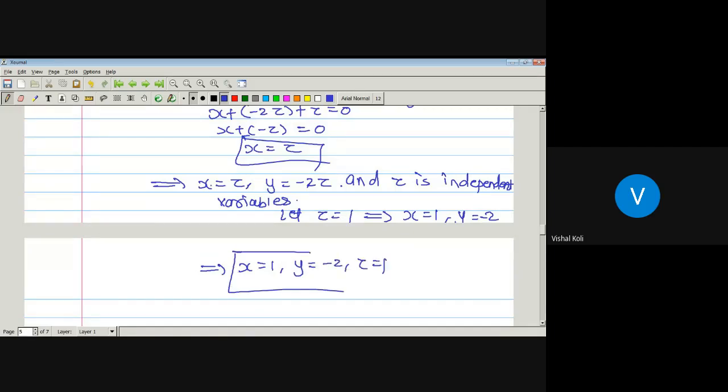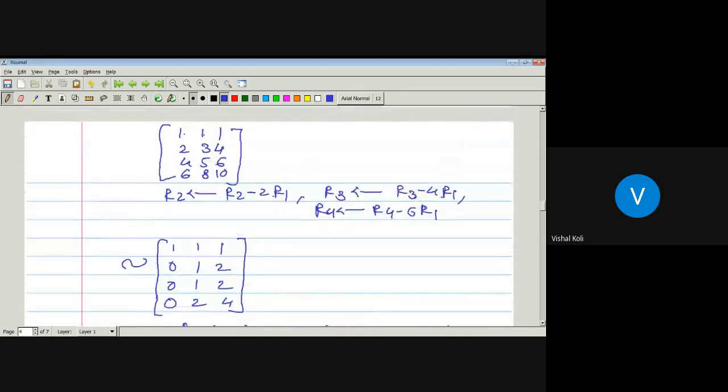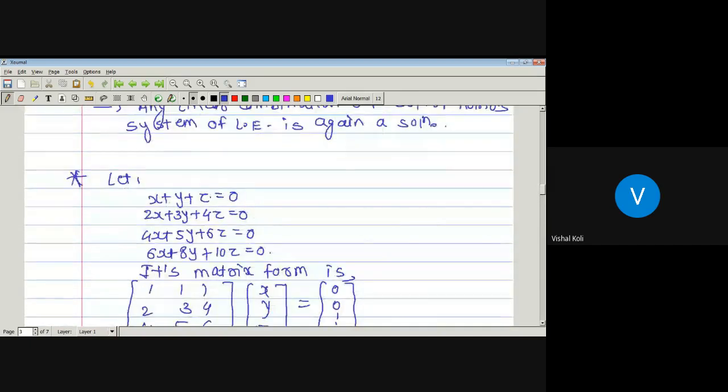Now we have to see whether these values of x, y, z satisfy the given system of linear equations. Since if we have to say the given system has a solution, then it must hold the condition of a solution of a system of homogeneous linear equations. Now x equal to 1, y equal to minus 2, and z equal to 1. Put these values in our given homogeneous system. We get 1 plus minus 2 plus 1, where 2 minus 2 cancels, which is equal to 0.